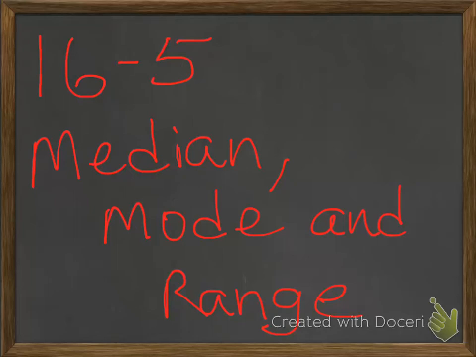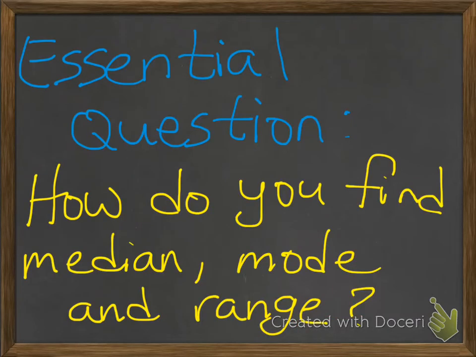This is Topic 16, Lesson 5, Median, Mode, and Range. Our essential question is, how do you find those three, median, mode, and range? And they go right along with the mean from the previous lesson. When you take a group or a set of data, what are you going to do with it? And we have three new things to do.